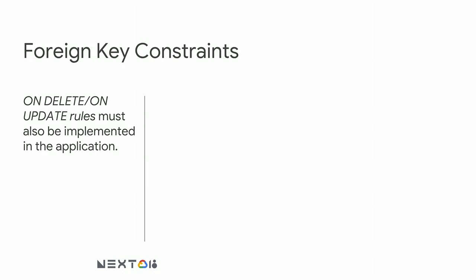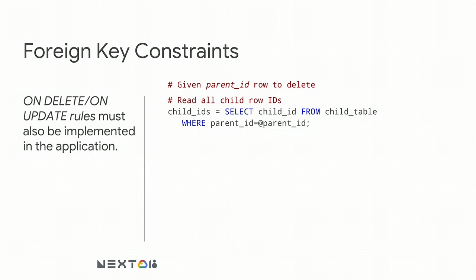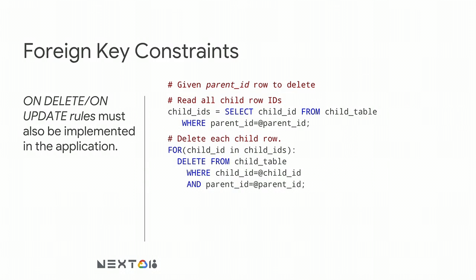Similarly, on delete and on update rules must also be implemented in the application because there's no foreign key constraints. You find all the child IDs that are referenced by the parent, you delete them all, and then you delete your parent. That's an on-delete cascade rule, of course. On-delete update or on-delete set null would be implemented by updating the rows or abandoning transactions should any child rows be there.